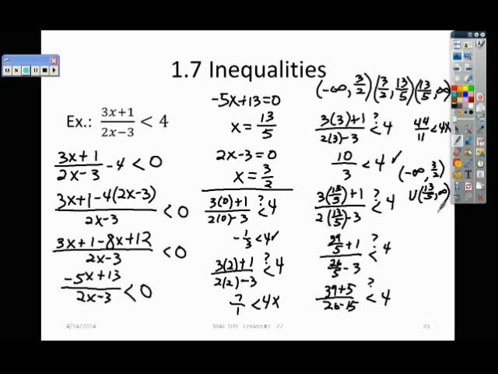Those are the 3 intervals, but not all 3 intervals make the inequality true. That's what you have to check. And for a rational inequality, it's not always going to be 3. It could be 2, it could be 5, any number. It just depends on how many breakpoints you wind up getting when you solve it. But you will always get intervals. And then you have to check each interval to see which ones make it true.